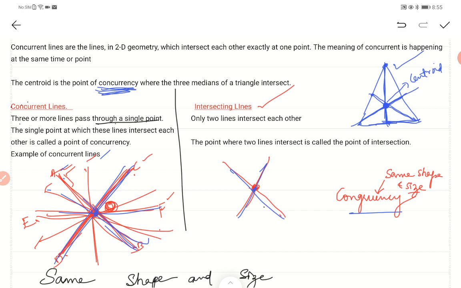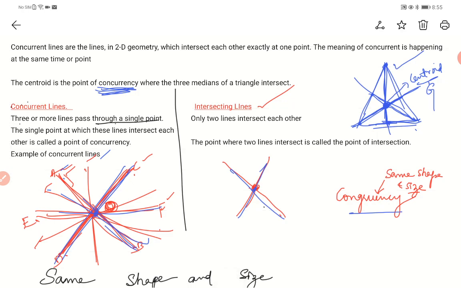So basically, concurrency is three or more lines passing through a single point. Here three lines are passing through a single point called the centroid. This is of a triangle. The center point of the triangle, we will represent it with G. That is the point of concurrency of three medians of a triangle. I hope this is clear.